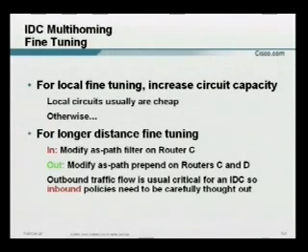I mean, any metro area that I'm aware of, anywhere around the world, it's generally pretty easy to get local circuit capacity. However, for long distance, that's a lot harder. For inbound, well, you can modify the AS path filter on router C. So that gives you a bit more variety of outbound traffic. For outbound announcements, well, we can modify the AS path prepend on router C and D to determine how traffic flows in. But that's pretty much all we can do.